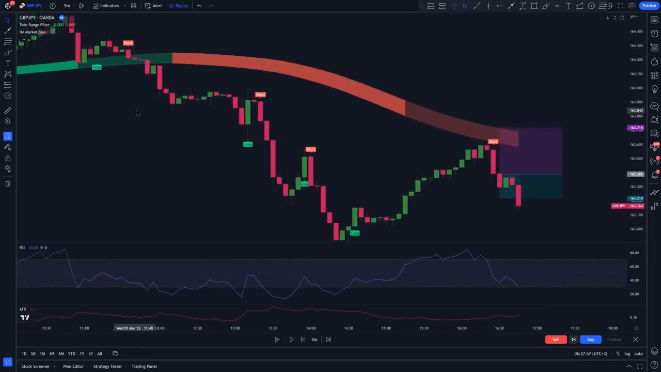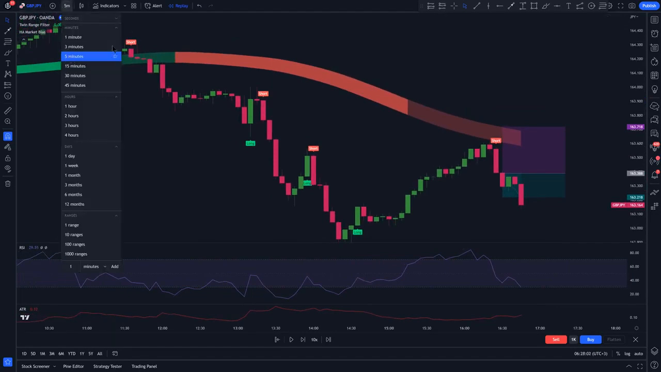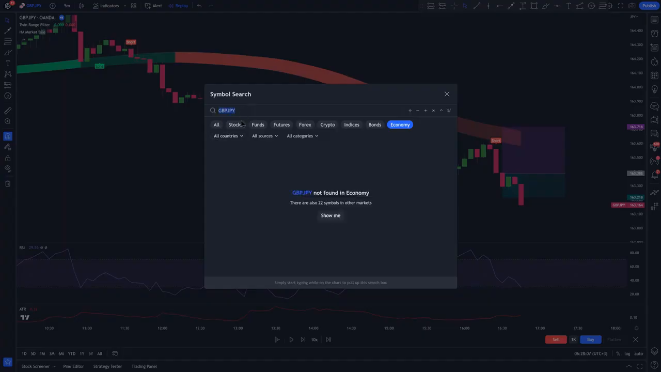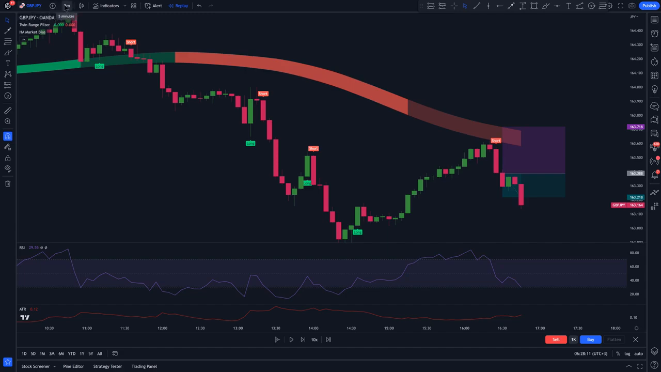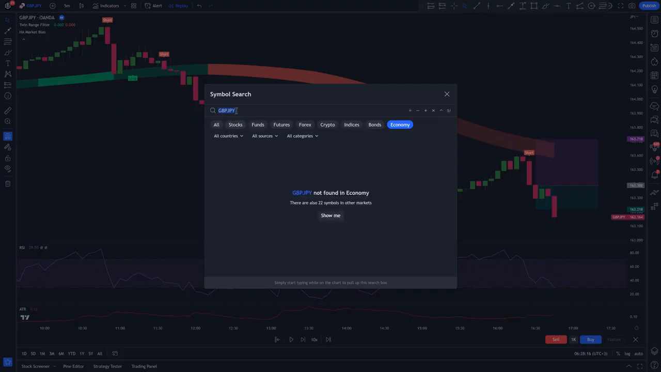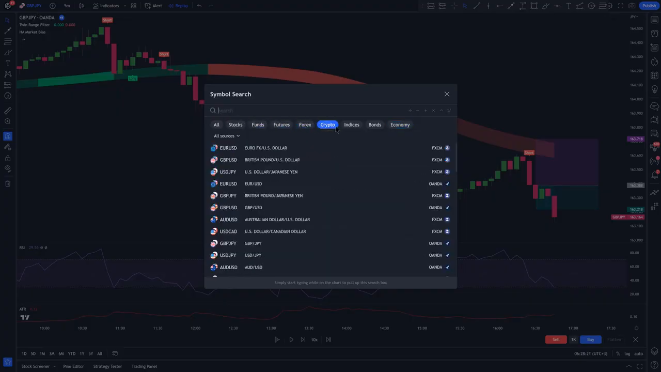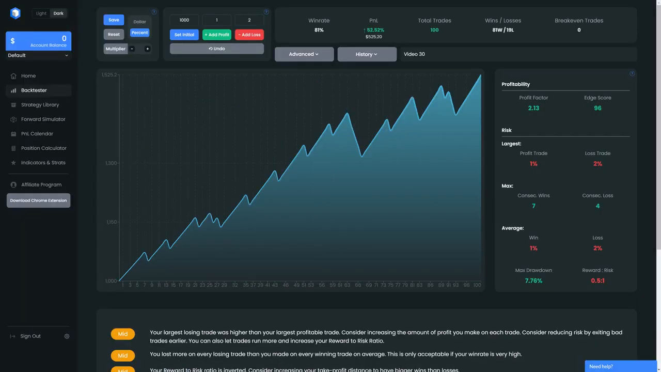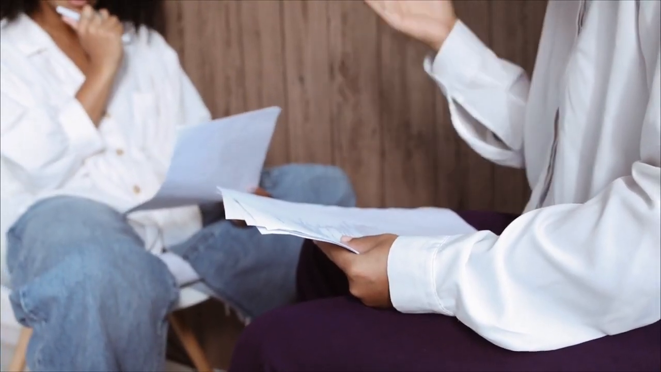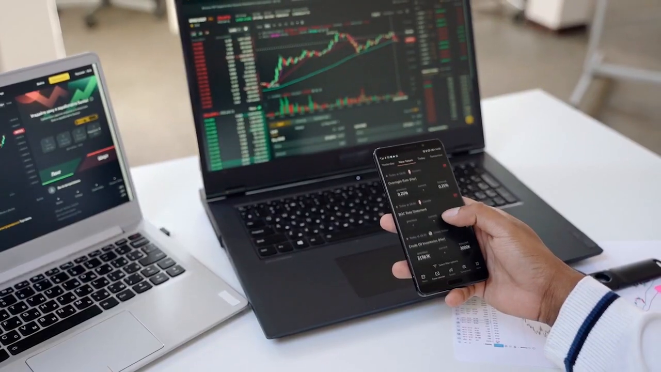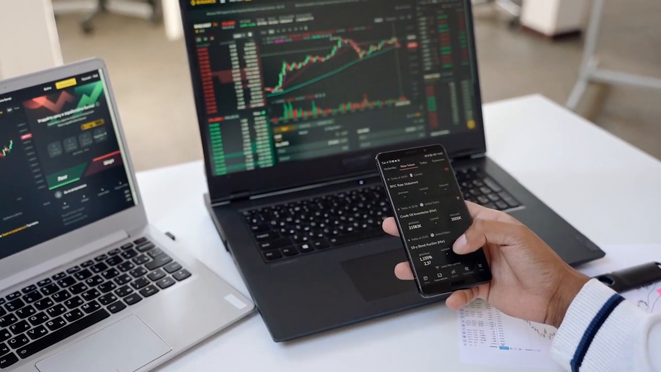This strategy was done and tested on the 5-minute time frame of GBP JPY. However, you don't have to stick to this. You can do this strategy on any security that you like to trade as well as on any time frame. Remember, this was just a backtest of 100 trades, and these past results do not necessarily guarantee future results. This video is in no way financial advice, so do your own research and backtests if you're interested in trading using this strategy.